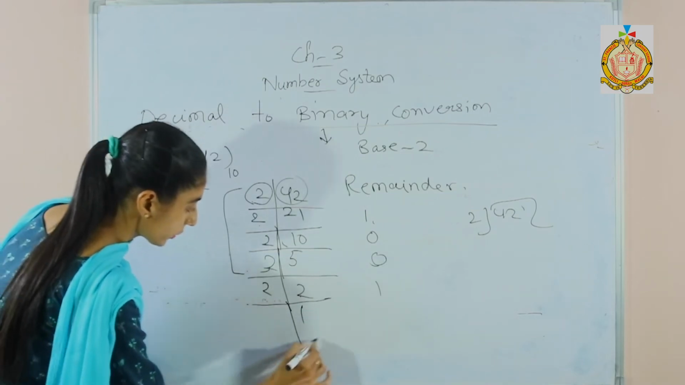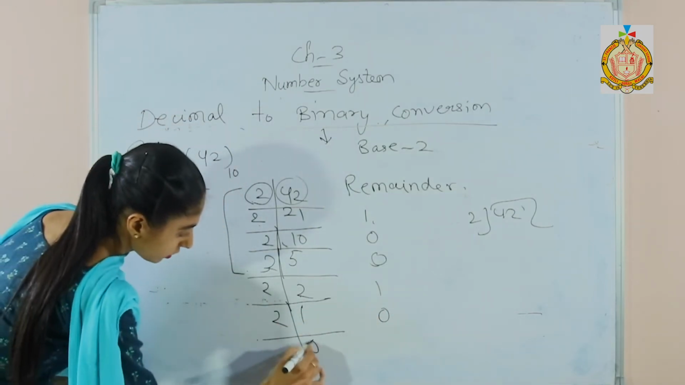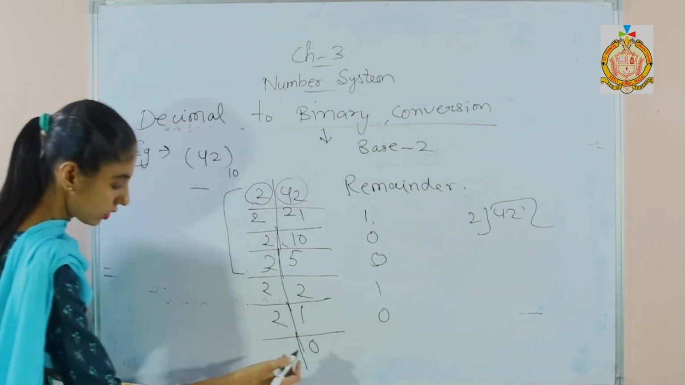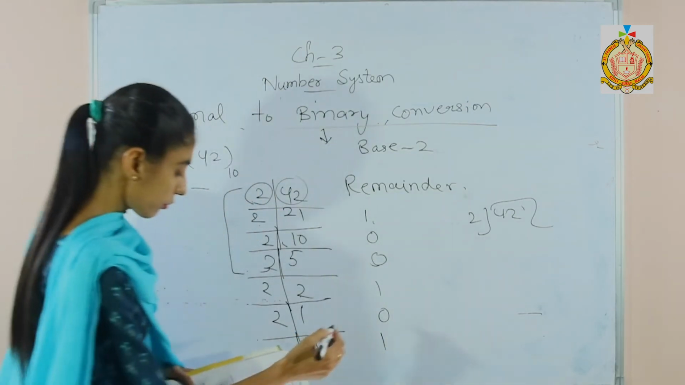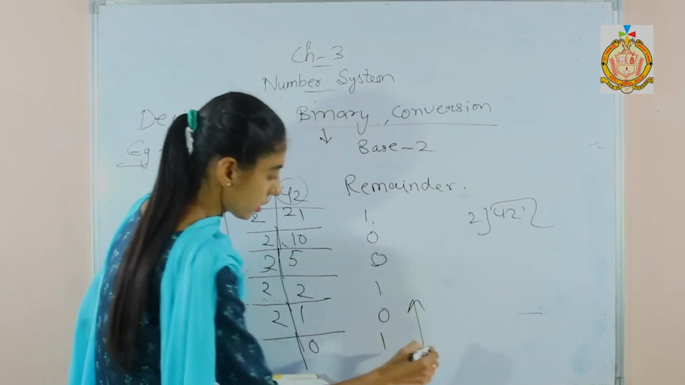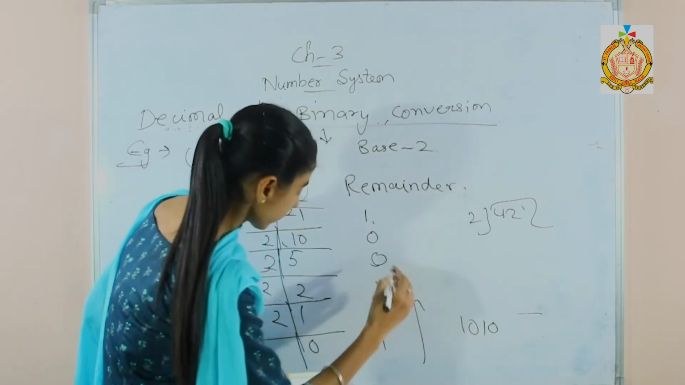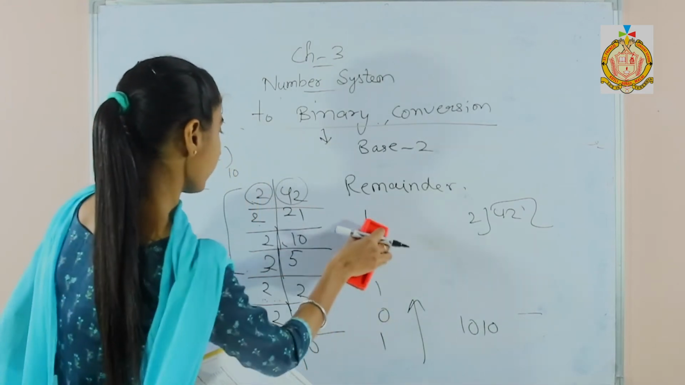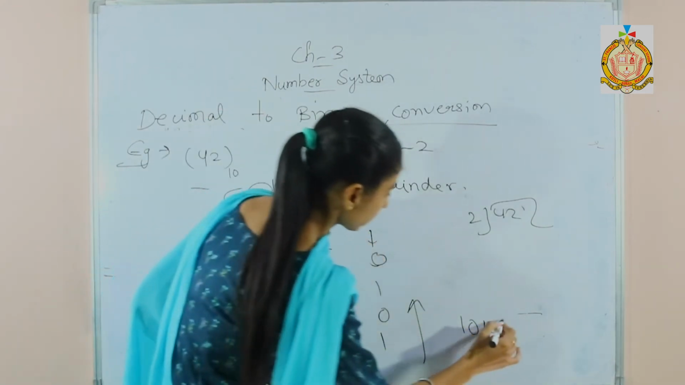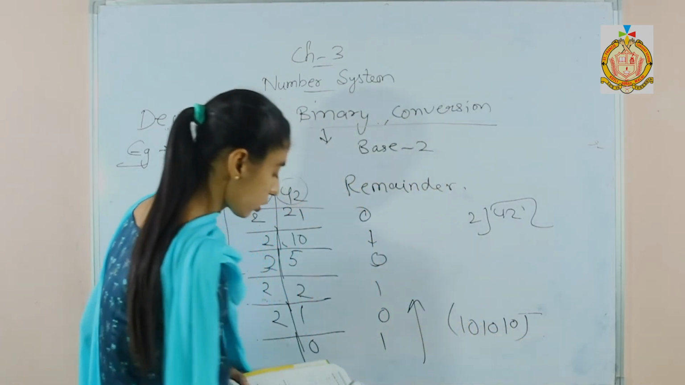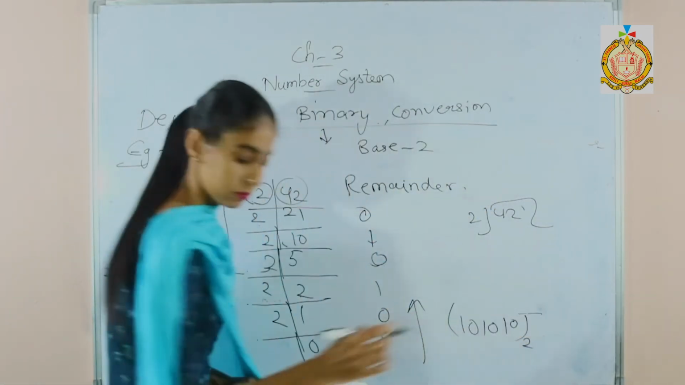1 2 is 2, remainder is 0. Again we will divide, but it is not possible to divide with 1, so again write here 1 as it is, and you have to write the answer from bottom to top. 101010. And the base of the binary system is 2.